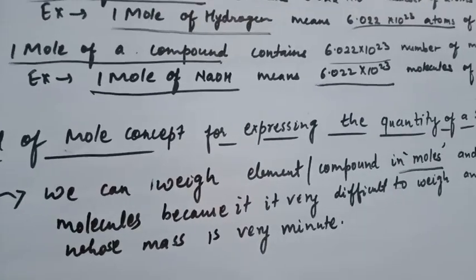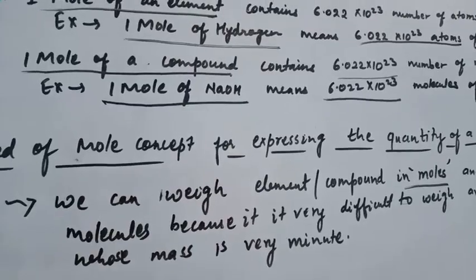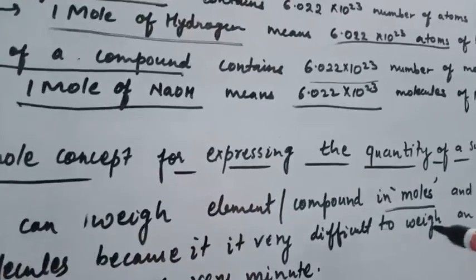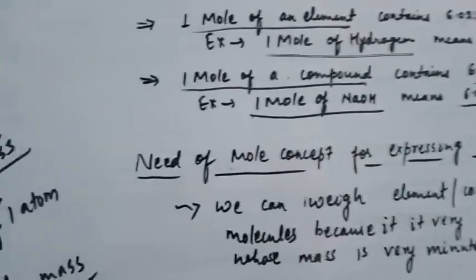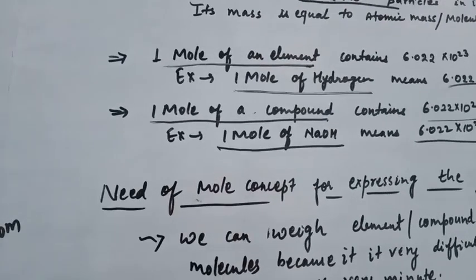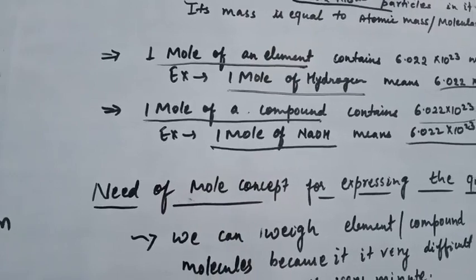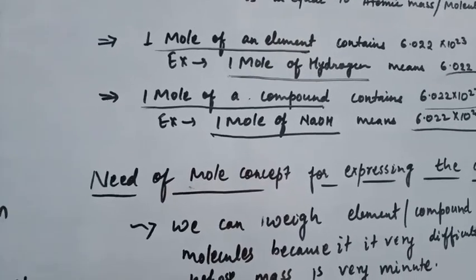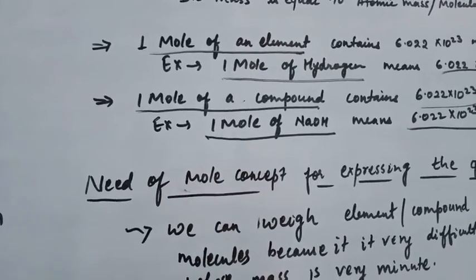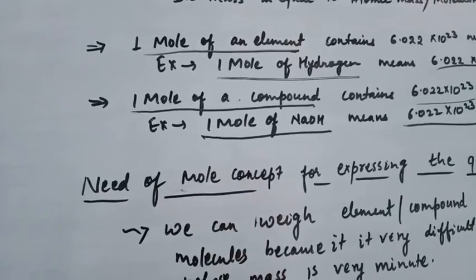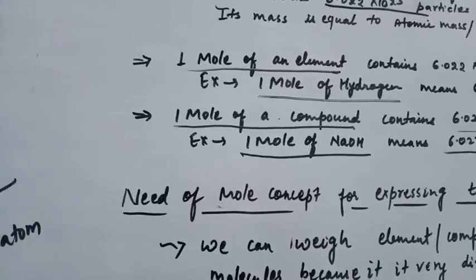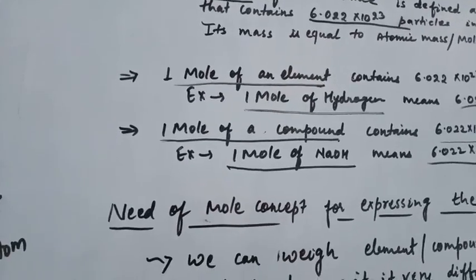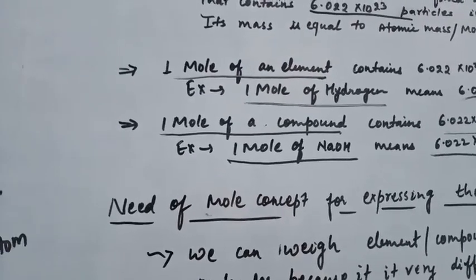But if you calculate the mass of 1 mole of anything, that is mass of 1 mole of any ionic compound, or 1 mole of any element, or 1 mole of a compound, you will get a large quantity of any substance. That is why we can express 1 mole of any compound or 1 mole of any element in grams also. Okay.